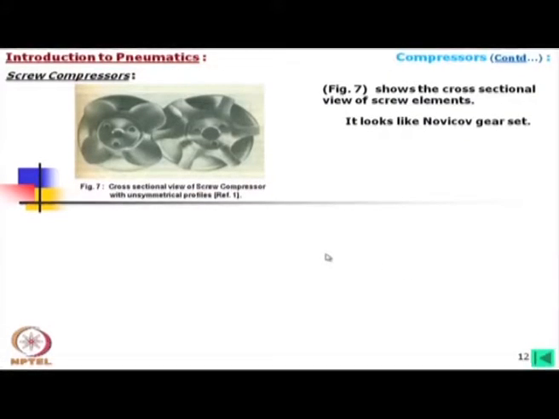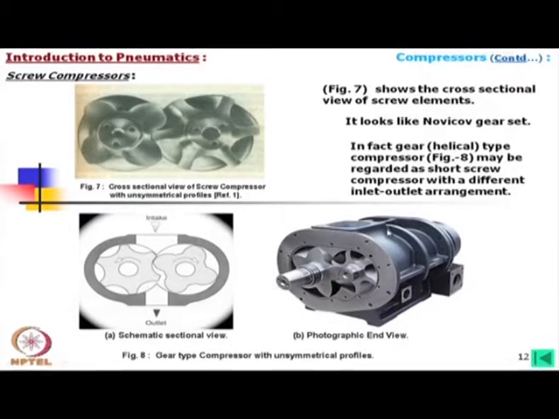but actual path is like that. It is a helical path through which the compressed air is being moved, separated by the contact at these two profiles and by the casing. It looks like Novikov gear. If you look into this side view, it looks like a gear, not exactly Novikov gears, it is different, but as if it looks like a gear. In fact, gear type compressor may be regarded as short screw compressor with different inlet outlet arrangement.